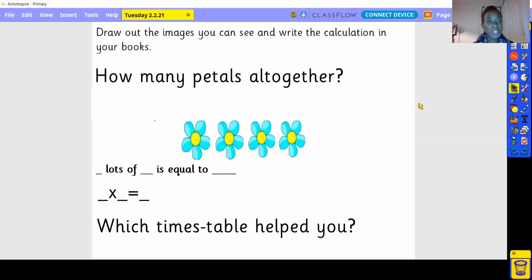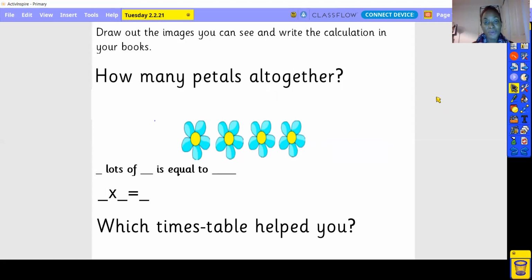Okay, again, you can see you need to draw out the images and write the calculation in your books. How many petals all together? Some bits are missing there. Can you fill them in? What should that times table be? What should that multiplication sentence be? Which times table helped you when you work it out?